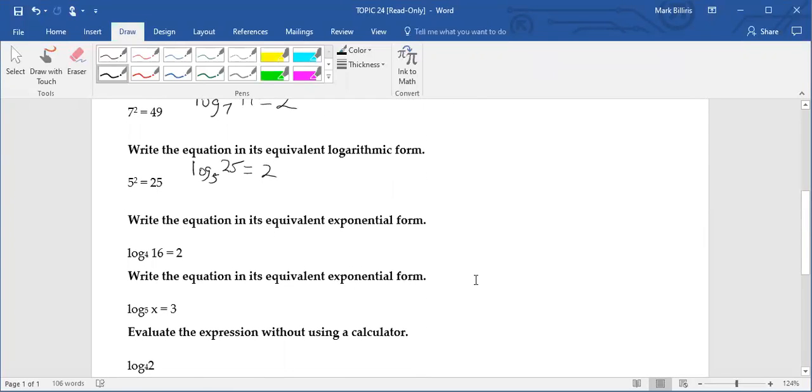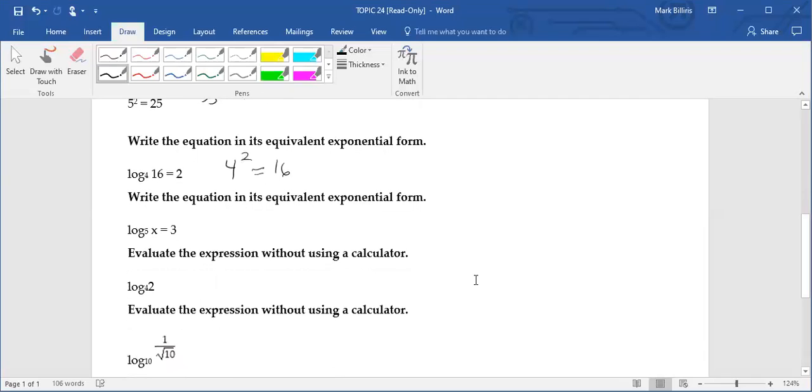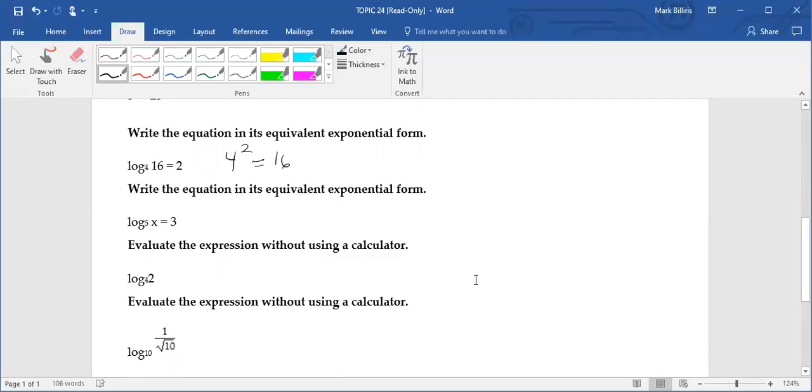Next example, we're going to write it in exponential form. So again, our subscript here is our base. So we have 4. Our exponent is the value 2 in this case. And we know that 4 to the second power equals 16. So our base is 4. Our exponent is 2. Our answer is 16. Next example, same thing. Here we have log base 5 of x equals 3. So our base is 5. Our exponent is 3. Our answer of raising 5 to the third power in this case is x.